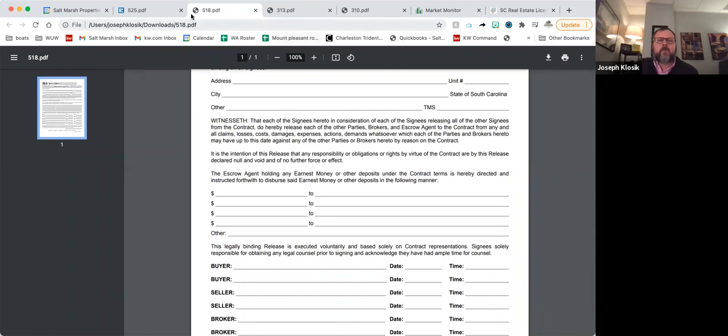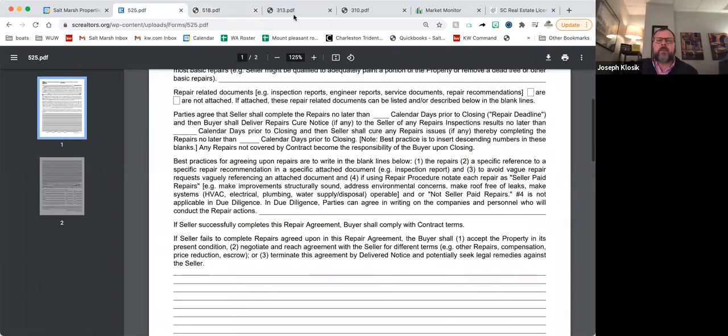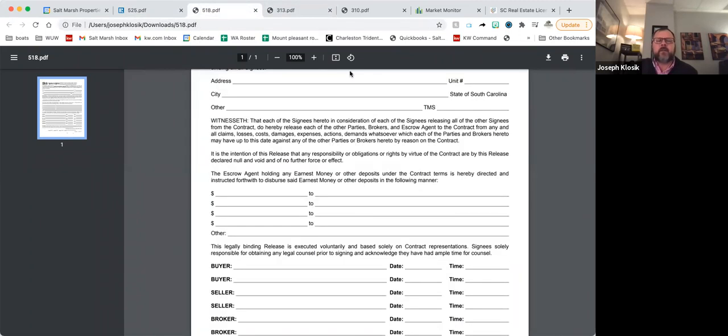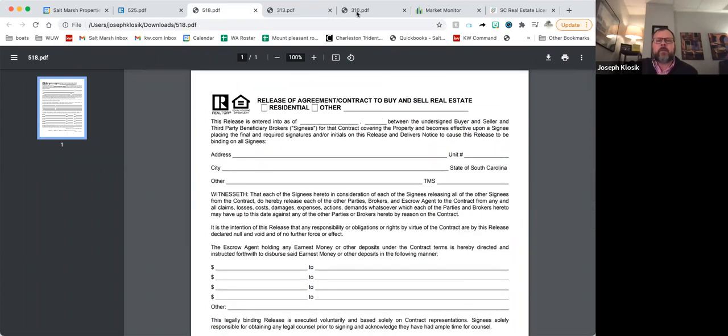Okay, so 525 is a repair procedure, 313 is the notice of termination, 518 is the release of agreement.